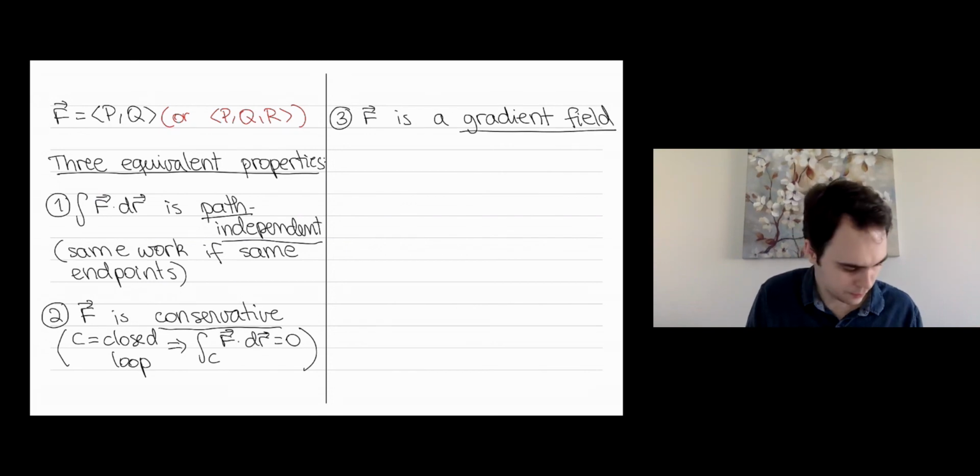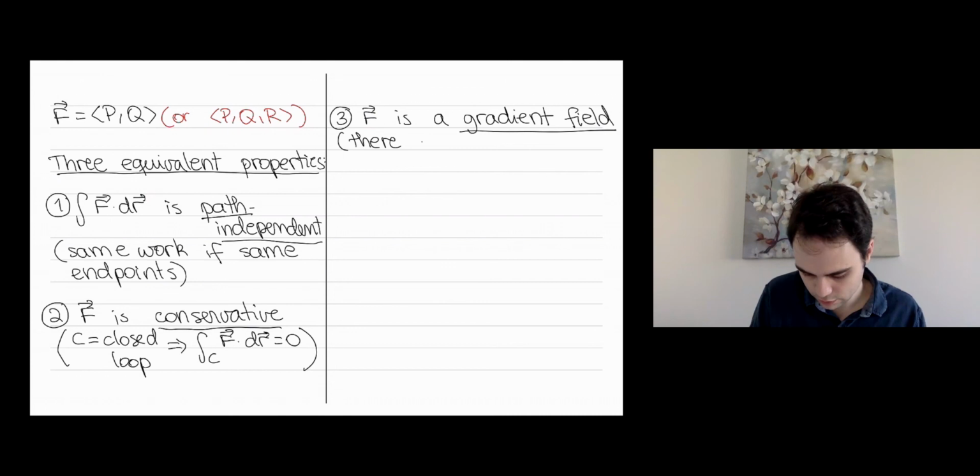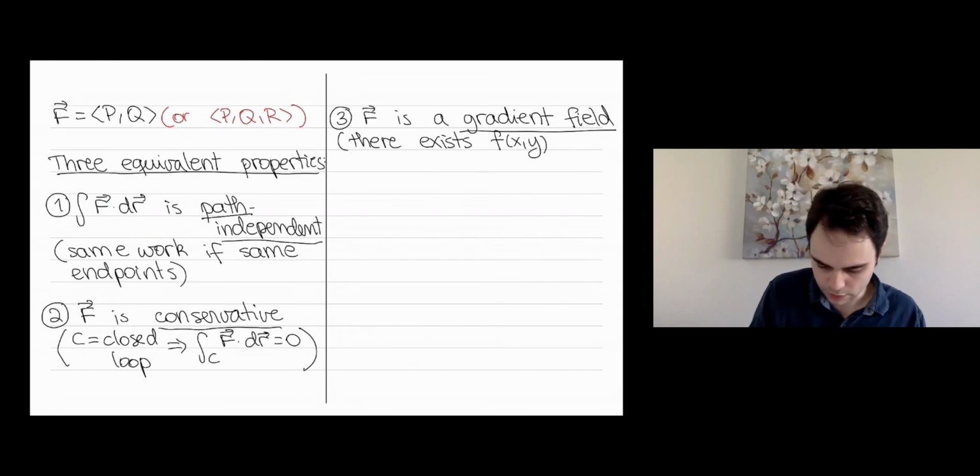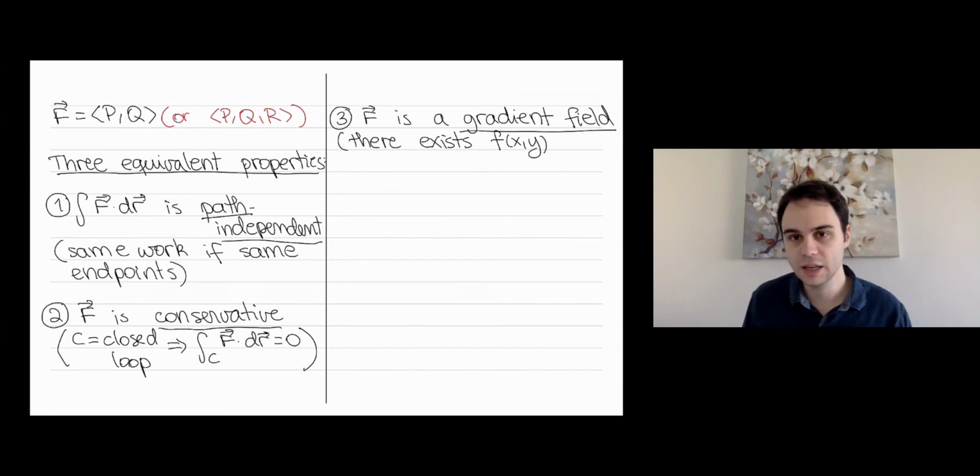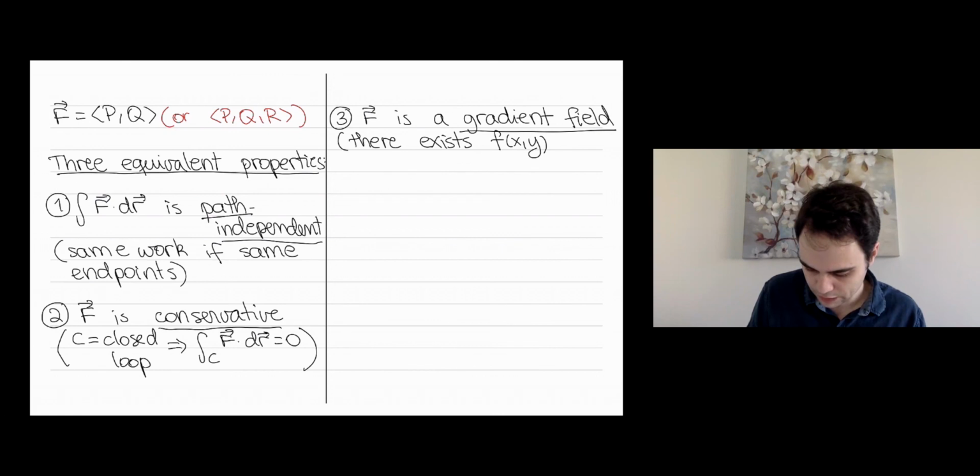So in other words, there exists a function f of x, y, or in 3D f of x, y, z, such that the gradient of that function is my vector field, right?